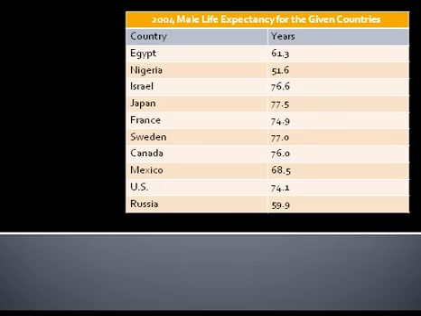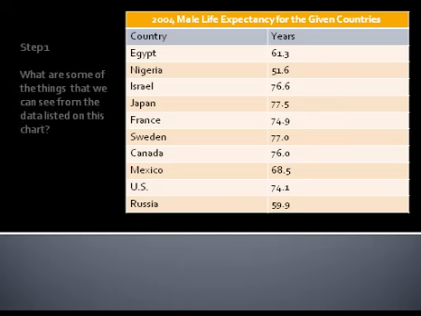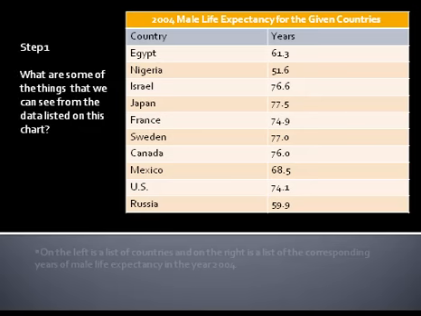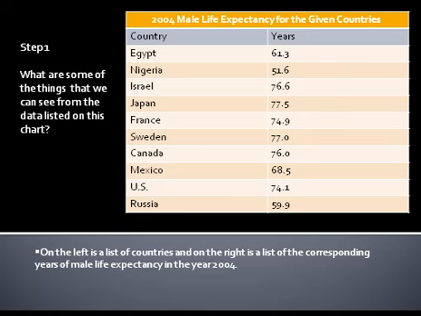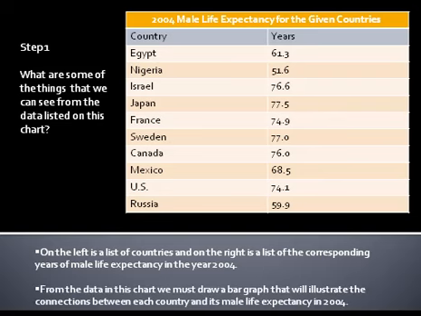Here's a table of the given data. What are some of the things that we can see from the data listed on this chart? On the left is a list of countries, and on the right is a list of the corresponding years of male life expectancy in the year 2004. From the data in this chart, we must draw a bar graph that will illustrate the connections between each country and its male life expectancy in 2004.